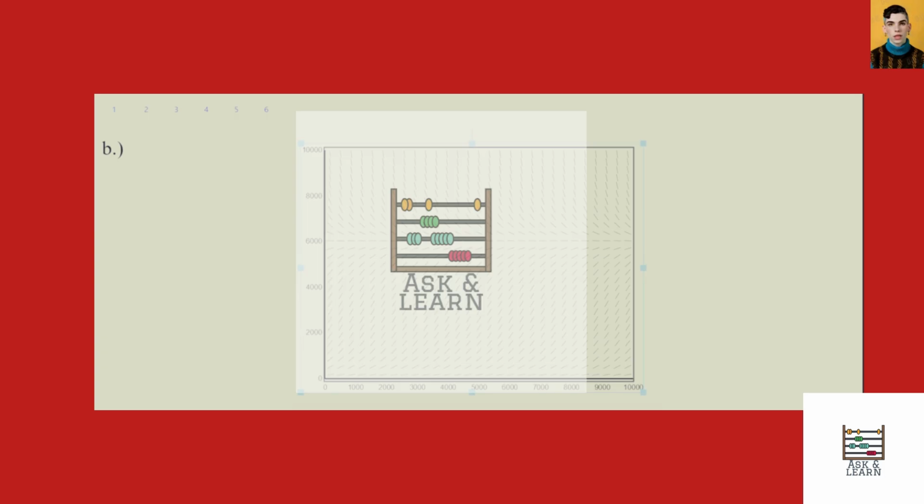Part B now wants us to draw a direction field. So you can do this by hand, or you can do it using the computer algebra system. I use the computer algebra system. So basically, all of these lines are telling you that if you had a point at any one of these points, the way the vector is pointing is the direction that the curve would have to go.